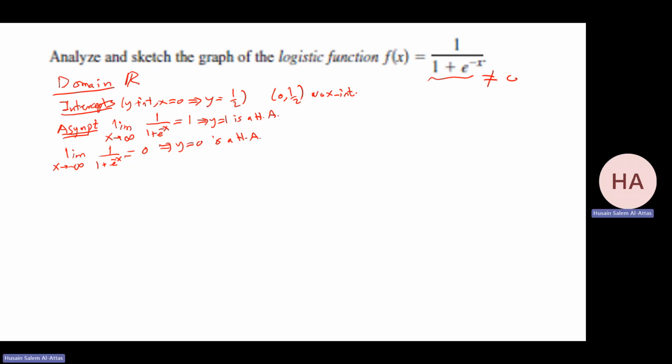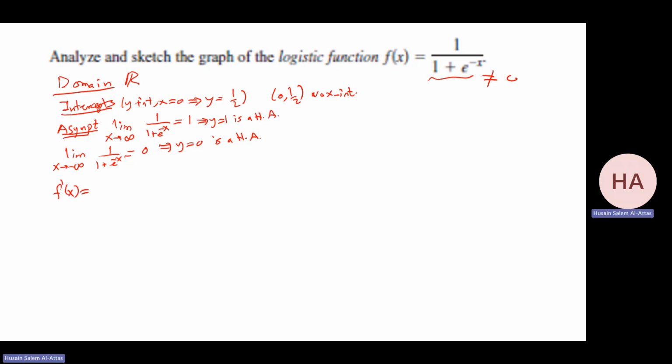As x goes to infinity, it will be 1 over 1 plus 0, which is 1. As x goes to minus infinity, it will be 1 over 1 plus infinity, which is 1 over infinity, which is 0. Okay, clear. What is the remaining? Symmetry, nothing. So now check f prime.